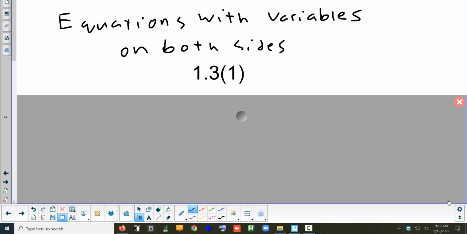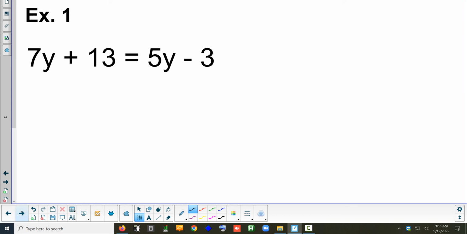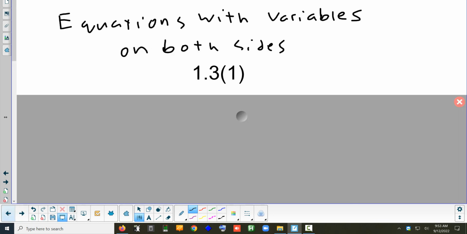All right, so we'll start off this week by looking at equations. And this time they're going to have variables on both sides. So an example, we're not going to do this one yet, but there's an example. You've got y's on the left and you've got y's on the right. When you have variables on both sides, what ends up happening is now there's different ways to solve the problem.